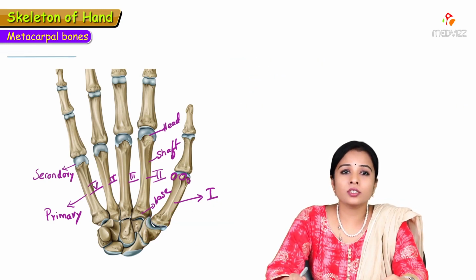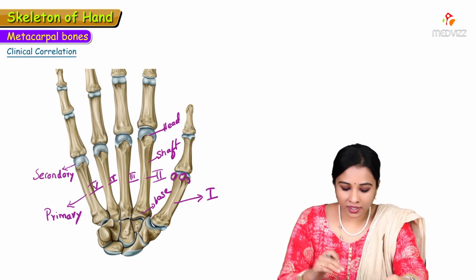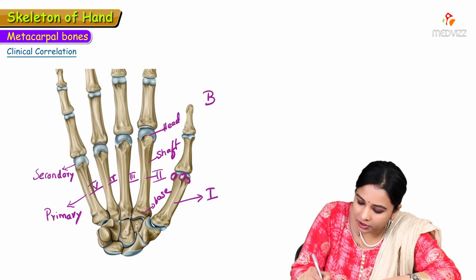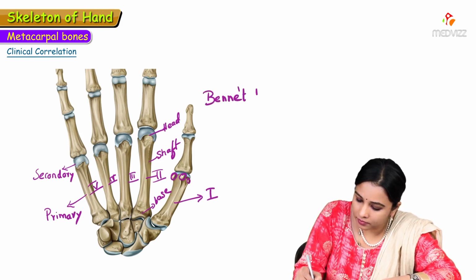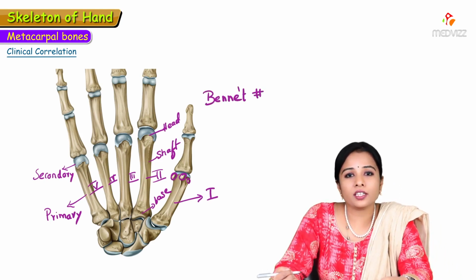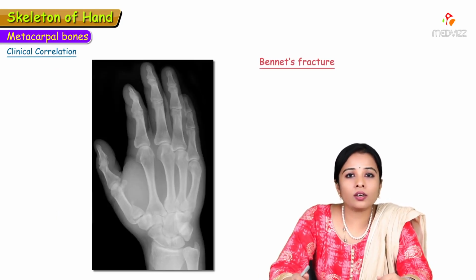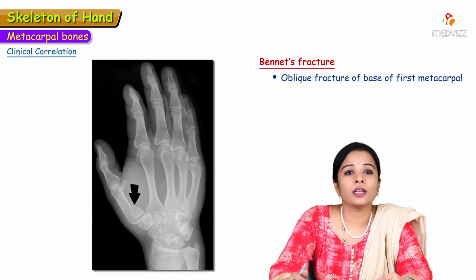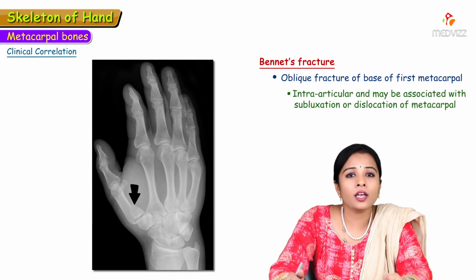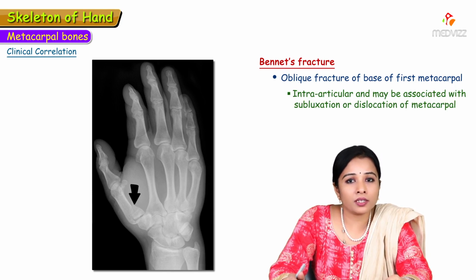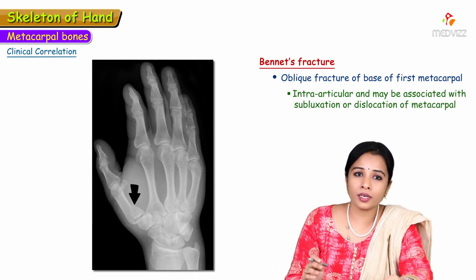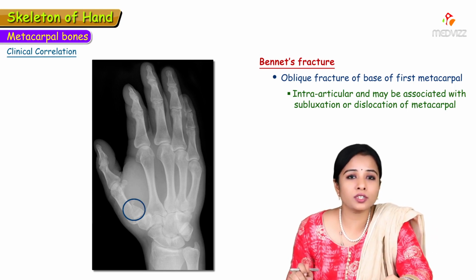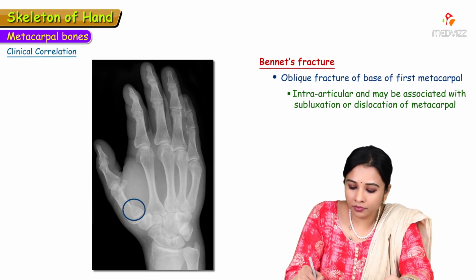Let us talk about some clinical correlations of these bones. The first condition is the Bennett's fracture. Bennett's fracture is an oblique fracture of the base of the first metacarpal. It is intra-articular and may be associated with subluxation or dislocation of the metacarpal. So it is near the base of the first metacarpal.